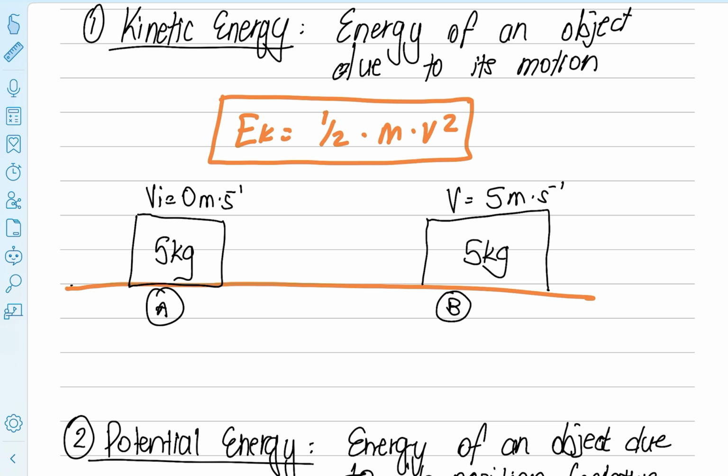So the first type of energy is kinetic energy, which is basically the energy of an object due to its motion. If something is in motion, it has to be moving, right? If it's moving, it means that it has a certain velocity or even speed. So whenever we talk about something that has kinetic energy, it means that thing has to be in motion, meaning it has to have a velocity.